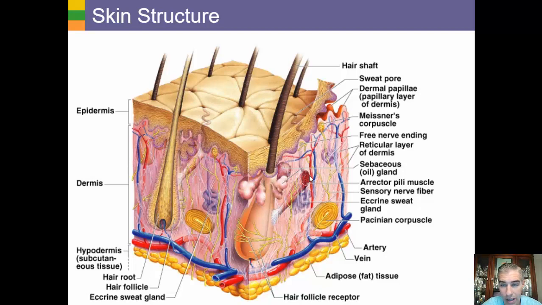Super interesting stuff. So you should have labeled the epidermis, the dermis, the hypodermis, the eccrine sweat gland, the hair follicle. Actually, label the hair shaft too. That's the one thing I didn't have you label yet. Hair shaft.